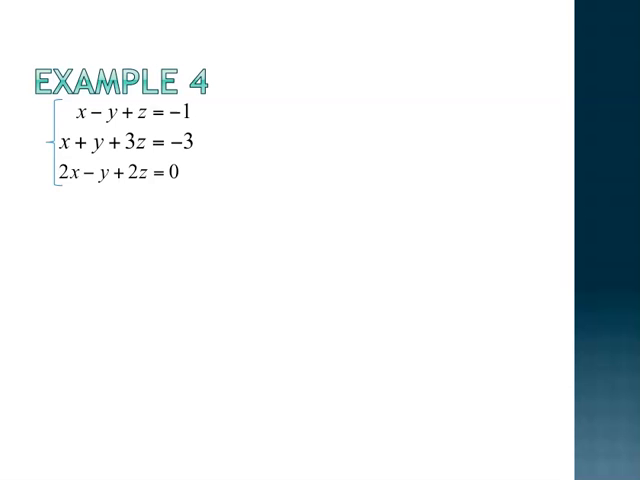So let's say I take the first equation and the second equation. And let's say I want to eliminate y, because we already have a minus y and a plus y here. So I'll go ahead and add these together. I'll end up with 2x plus 4z equals negative 4. Now I can't solve anything just yet, but I have eliminated the y variable.